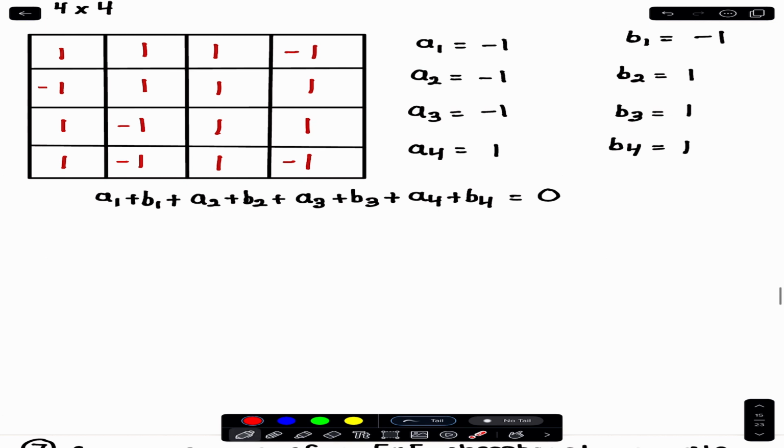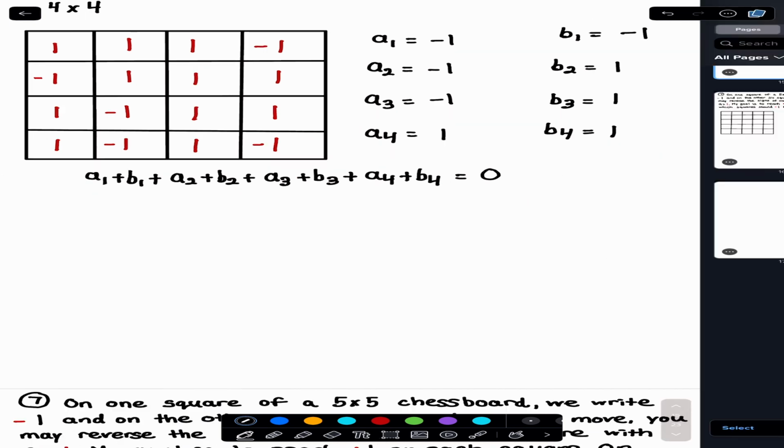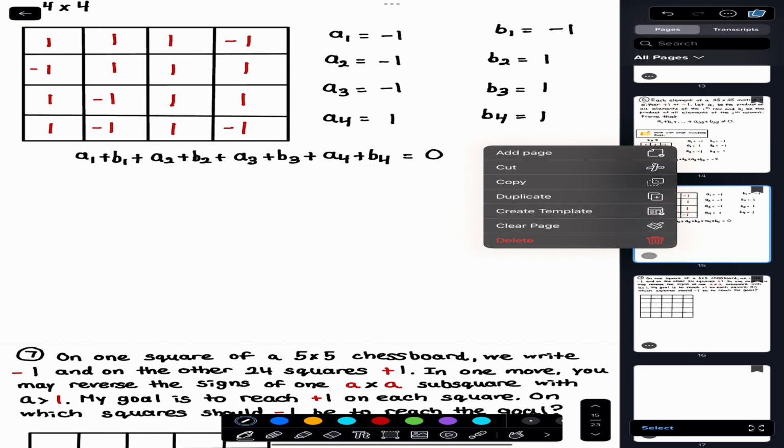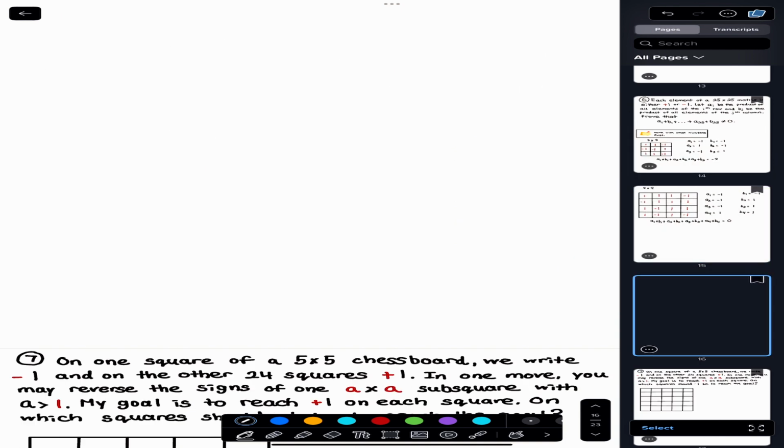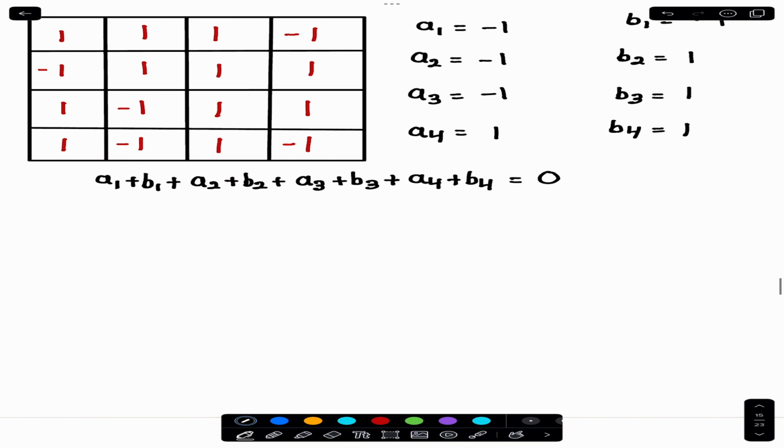So enough with the examples. Let's get on to proving the actual question. I think we're going to need a new page. So let's write it out. Solution.